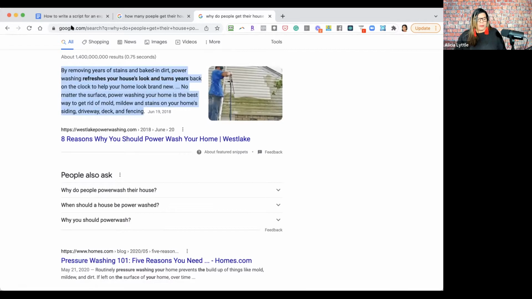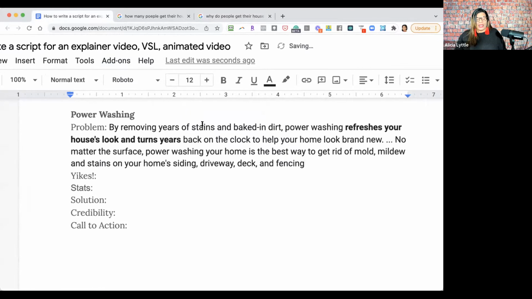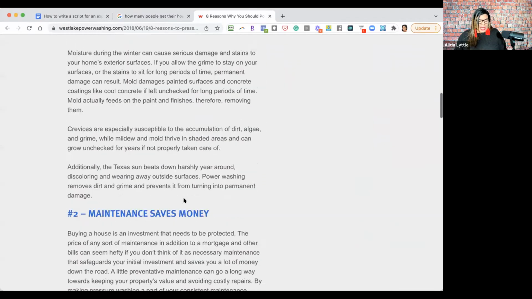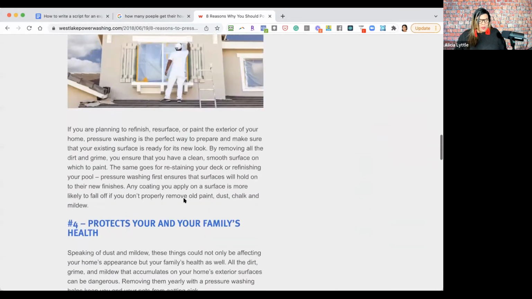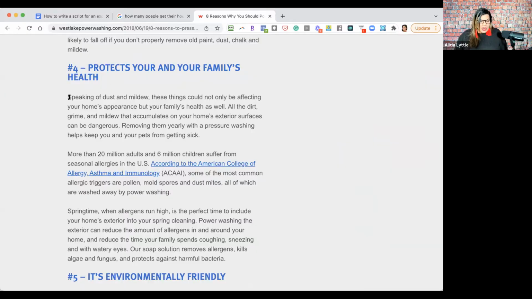So here's the problem. I'm going to copy it and I'm going to bring it over here to the problem. Now, I am not going to use this, but I'm just putting all of my information onto the Google Doc so that I can work with it in just a minute. All right, so let me open up this article. I love what it's saying so far and see if there's anything else. 8 reasons. It prevents damage, maintenance saves money, prime surfaces, protects you and your family's health. So this might be some of my yikes.